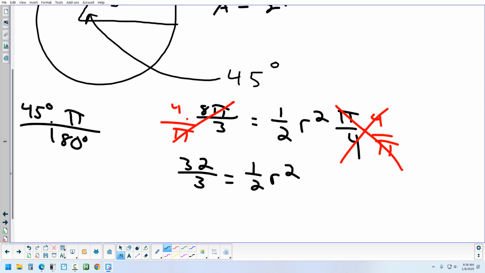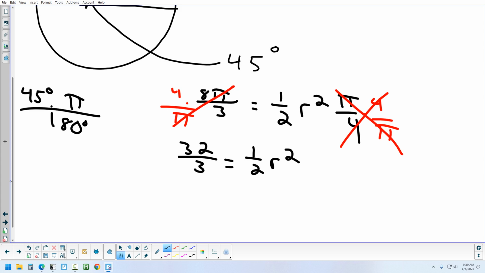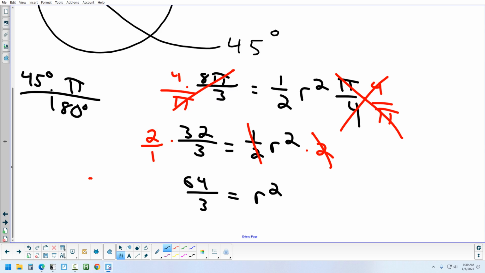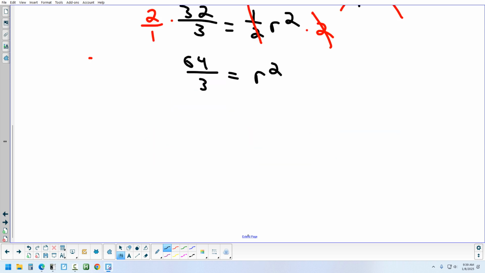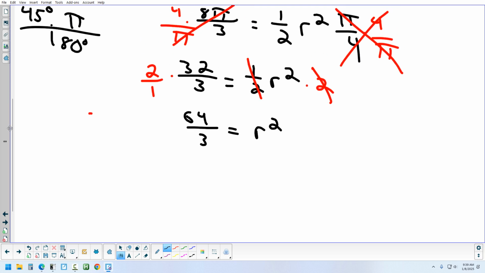Yep. How, and again, I would think of as multiplying. What could you multiply each side by that would get rid of 1 over 2? 2. Yeah. So multiply each side by 2 times 2. Half of 2 is 1. That's gone. And what's 32 times 2? So 64. And then the bottom is just 3. Okay, so now we have our radius squared. I got to get rid of that exponent of 2. Okay, how do we get rid of squaring? Yep. Square root.